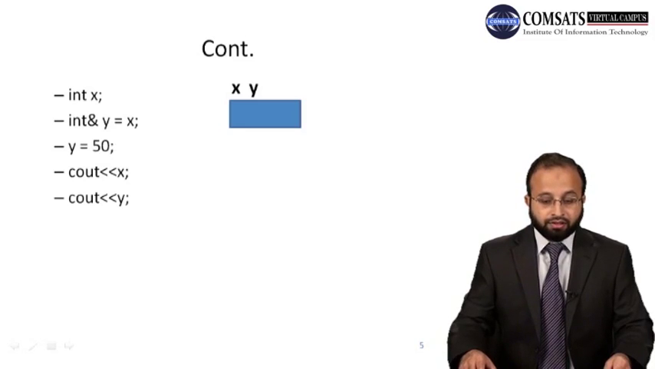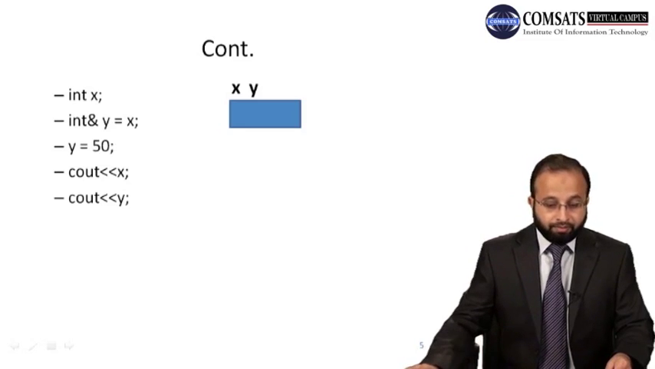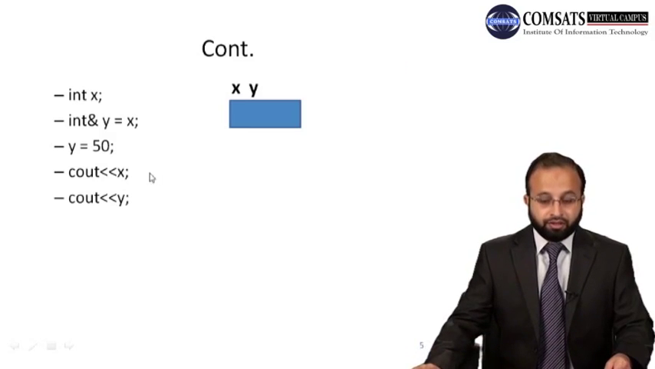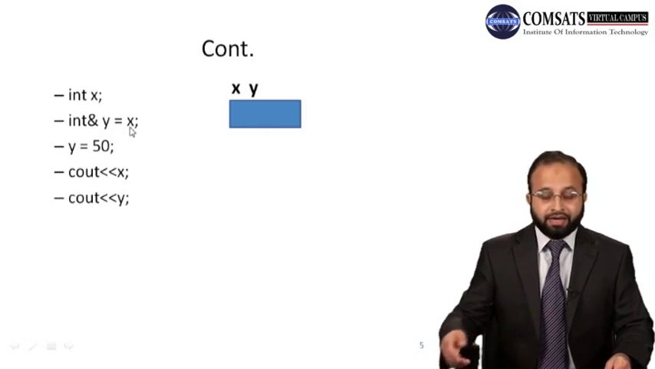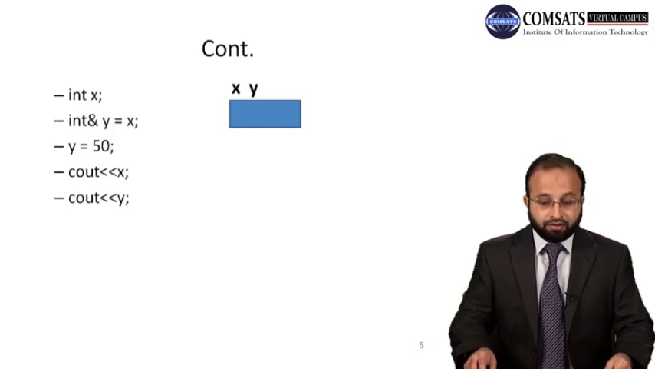So you can see the reference variable is actually the second name for the same memory location. You must specify int and y is the reference variable. When you create a reference variable, you must initialize it. So this is a must: you must initialize the reference variable with some variable for which it becomes a second name, for which it becomes an alias, right?